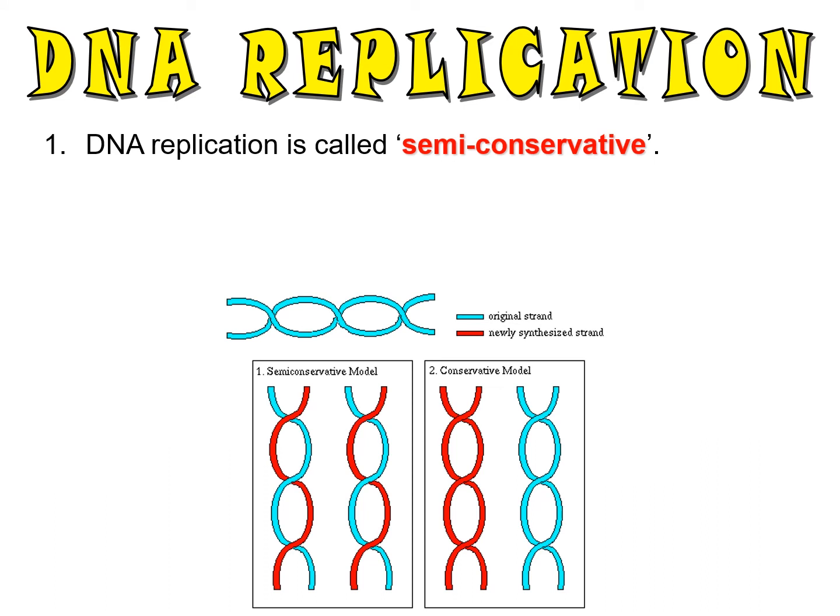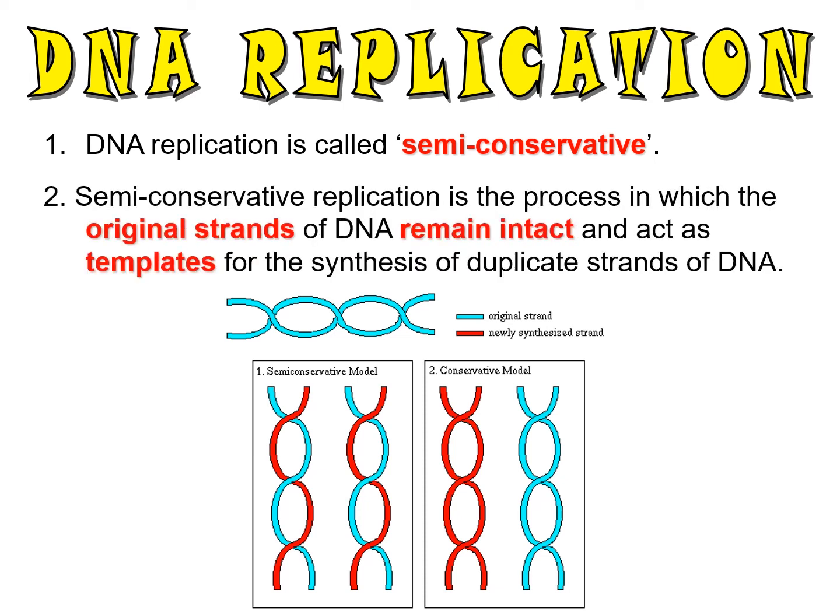Now, what is DNA replication? DNA replication is called semi-conservative. So, semi-conservative means that the replication process starts with the original strand of the DNA and it will remain intact and act as a template for the synthesis of duplicate strands of DNA. One strand of the new daughter DNA is from the old parent DNA molecule. That's called semi-conservative replication.